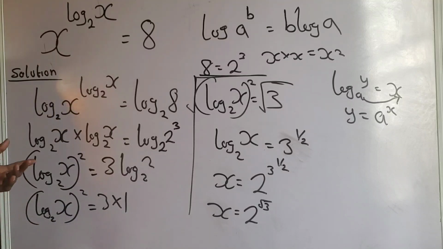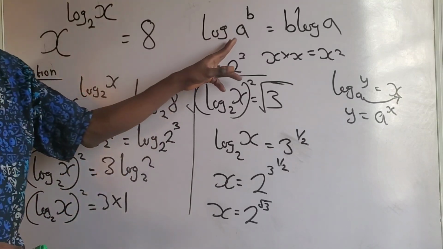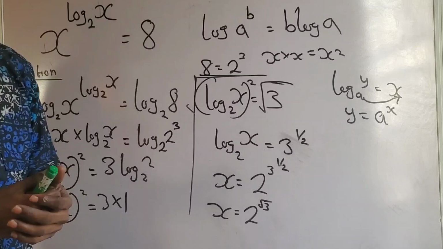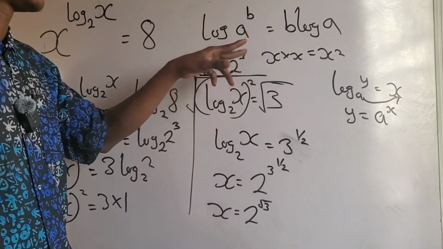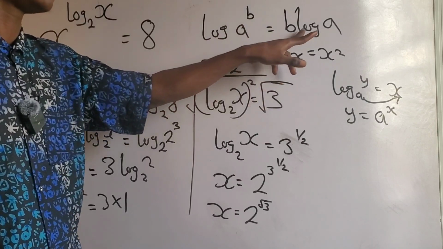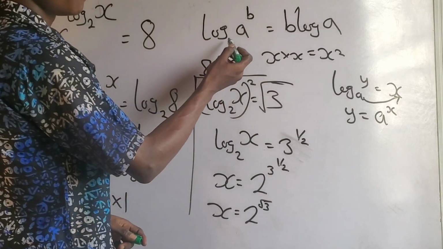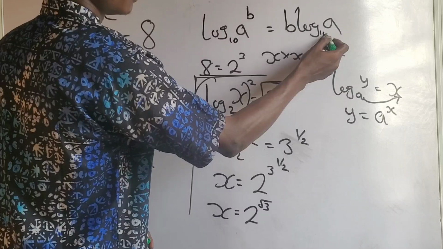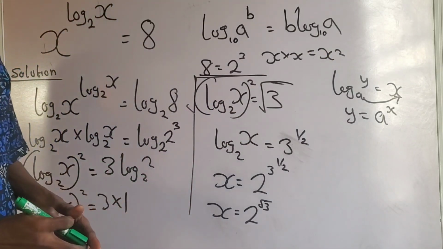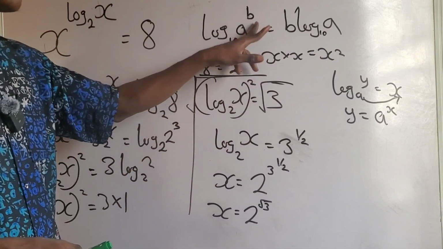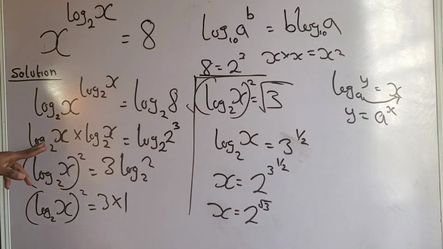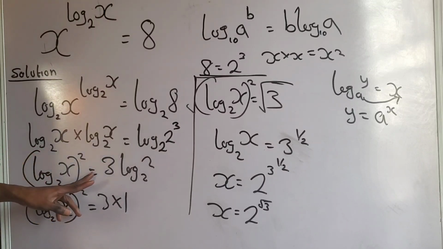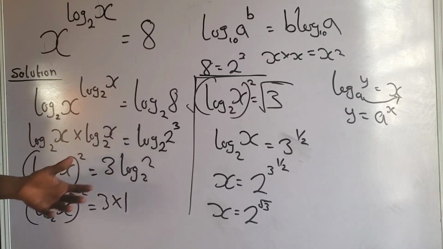Having done that, I use the property of log that states that the log of a power is the product of that power and the log. So if I have log a to the power of b, it can be written as b log a. Don't forget that the base of this one will be 10. You understand? So it's not that it doesn't have a base. If you have a log that doesn't have any base, the base is 10. So the log of a power is the product of that power and the log. So I use that property here. And log x base 2 times log x base 2 will give you log x base 2 squared, just like x times x will give you x squared.